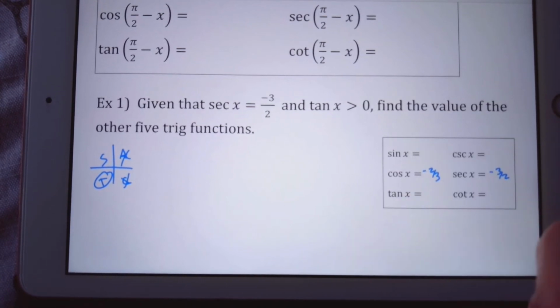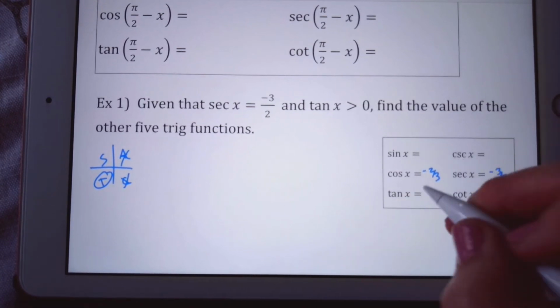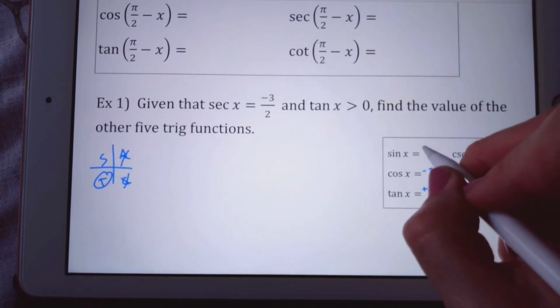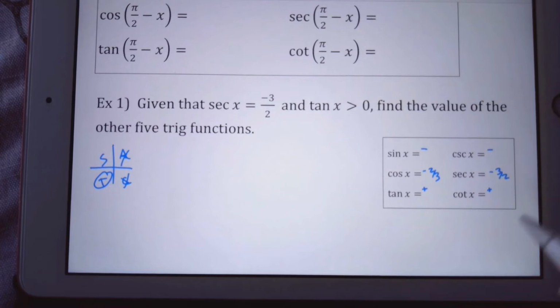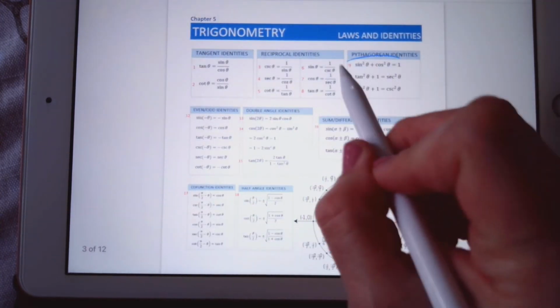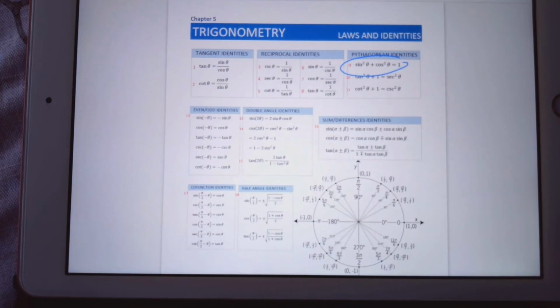All right, so I can fill some stuff out here. The tangent's positive, which means the cotangent's positive. The sine is going to be negative, and so is the cosecant. So we're only going to use identities. We're not going to draw a triangle picture. Once I know the cosine, why don't I go ahead and use this guy right here? If I know the cosine, I can figure out the sine using my Pythagorean identity.